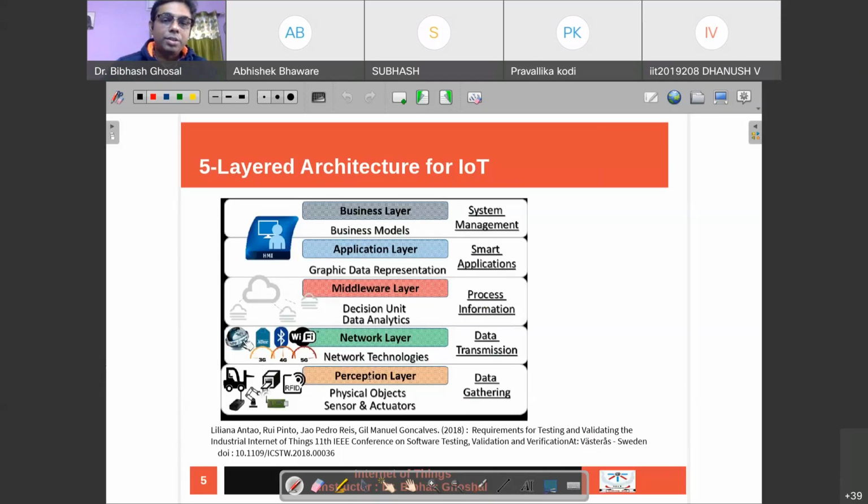So the lowest layer we call the perception layer, or we also call it the object layer. This layer has the physical objects, sensors, actuators, and its main role is to gather the data. That is the basic idea. Okay, so this is about the last layer. We have discussed that in the last 2 classes. Sitting on top of that is the network infrastructure, which we may also call the object abstraction layer.